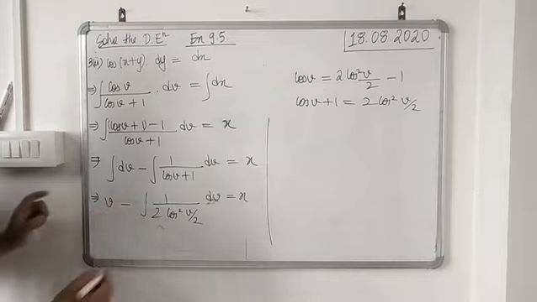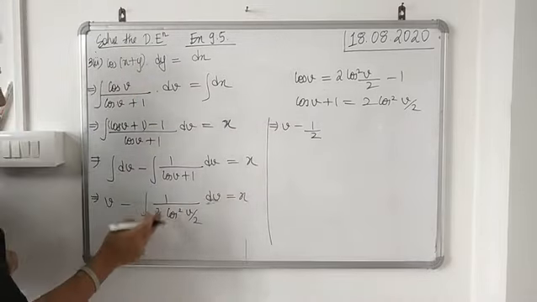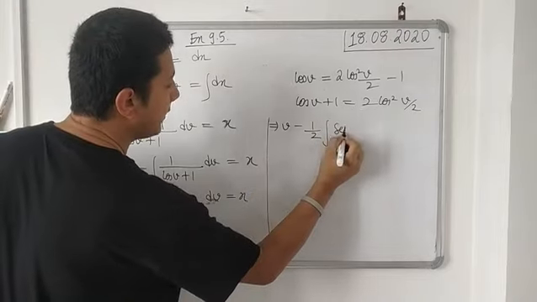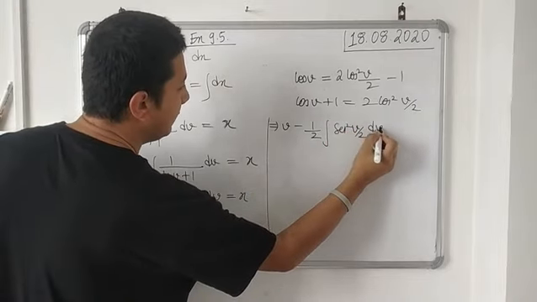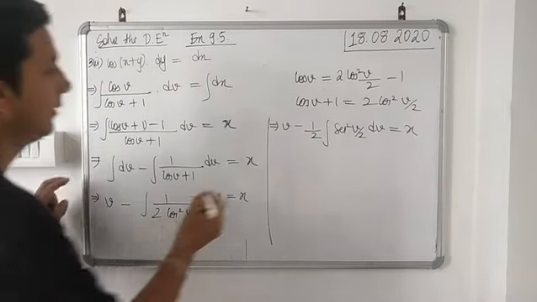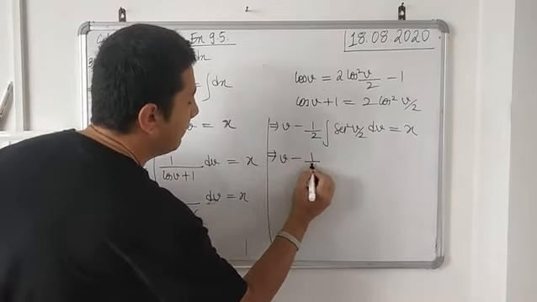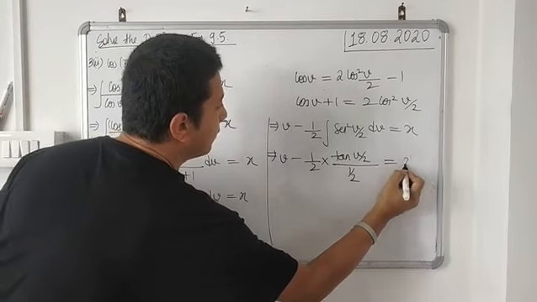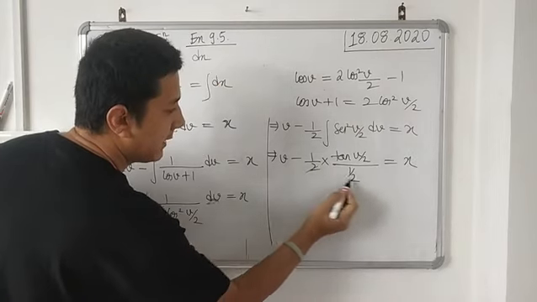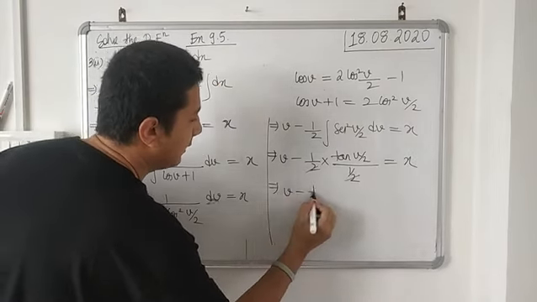So 1 by 2 is a constant, so v minus 1 by 2, and 1 by cos means sec, so this is sec square v by 2, dv, equals x. Now integration of sec square x is tan x, I hope you know that. So v minus 1 by 2 into tan v by 2 divided by half equals x. Now this 2 and this 2 get cancelled out, so therefore v minus tan v by 2, where v by 2 is the angle, equals x.